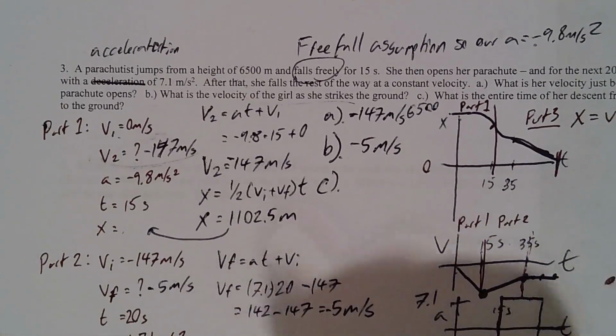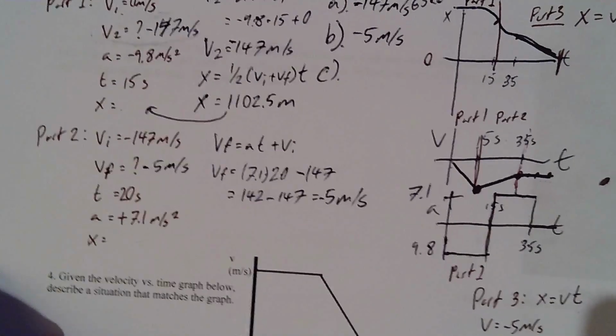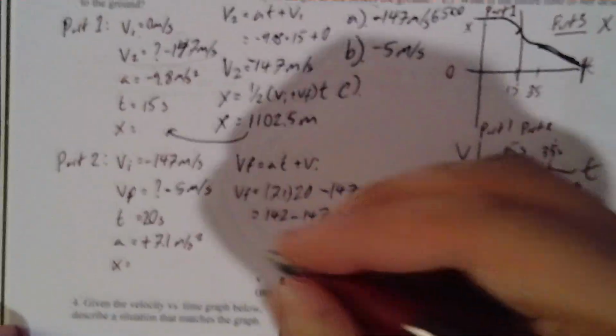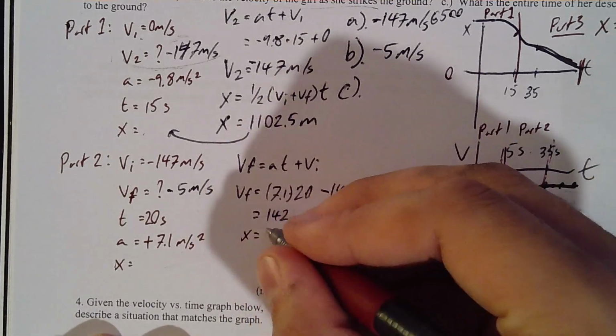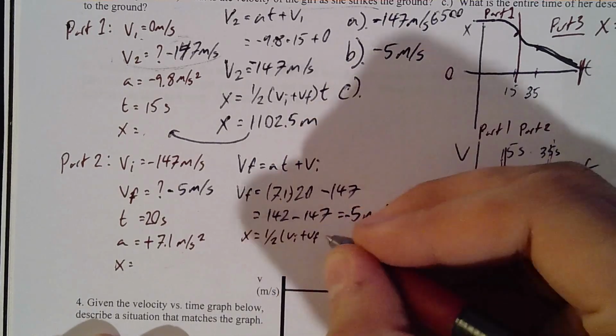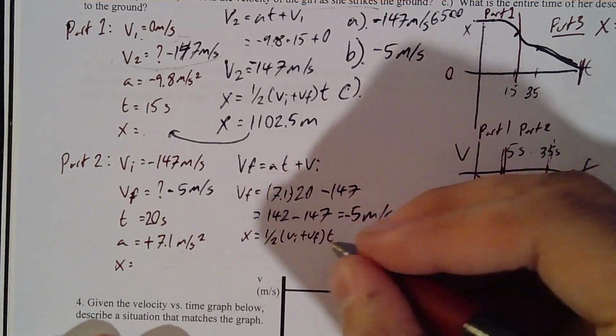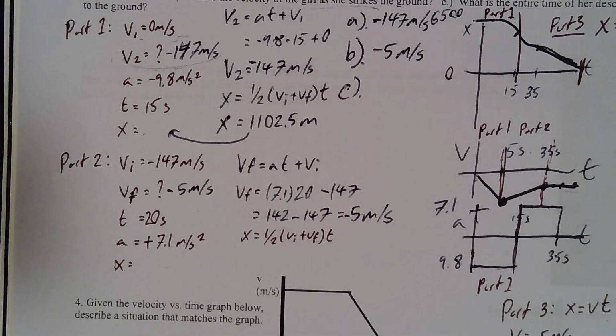So we come here and we note that we traveled this far originally in part 1. In part 2, we can do that same calculation. We can come over here, use this equation, x equals 1/2 times vi plus vf times t. We know all of these things now, so we can just plug them into each other.